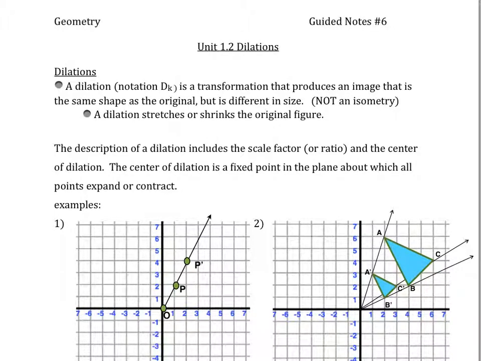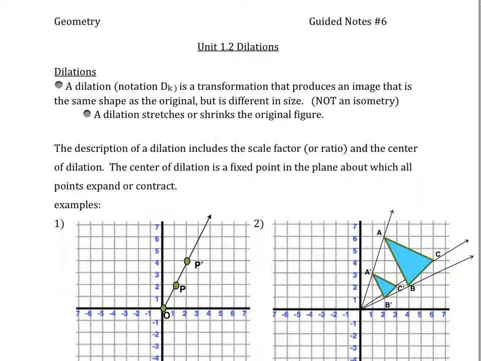Hi everyone. In today's lesson from Unit 1.2, we will be taking a look at a transformation that is called a dilation. A dilation is a transformation that produces an image that is the same shape as the original, but is a different size. In other words, this is definitely not an isometry. A dilation stretches or shrinks the original figure. So we either want to enlarge the figure or we want to make it smaller.